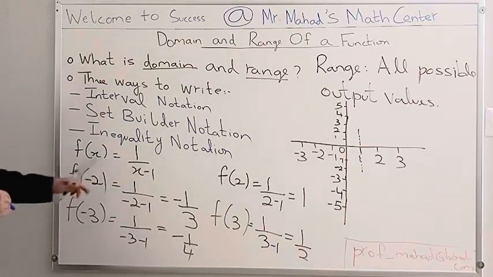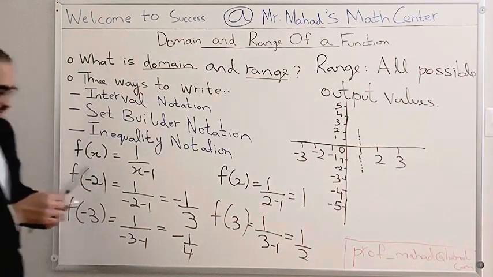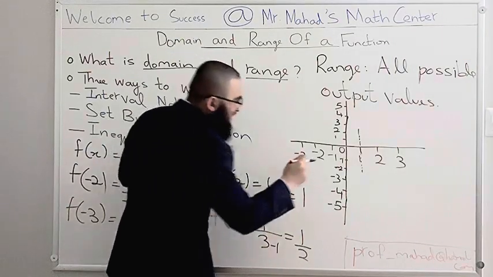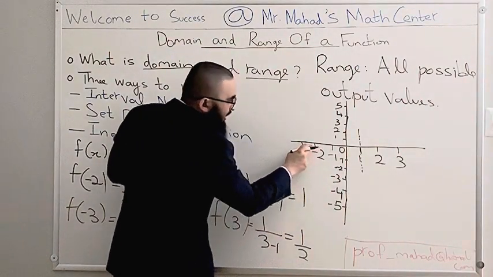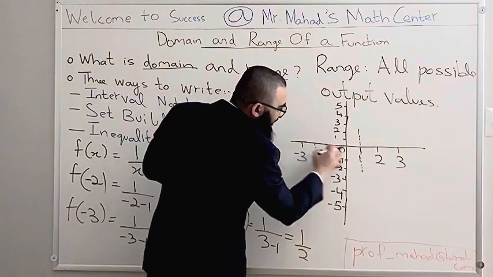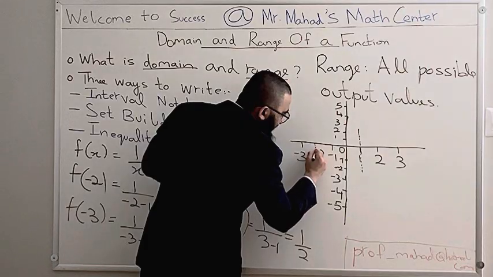Now when x is negative 2, we have negative 1 by 3, so x is negative 2, right? Negative 1 by 3 would be somewhere here, okay?